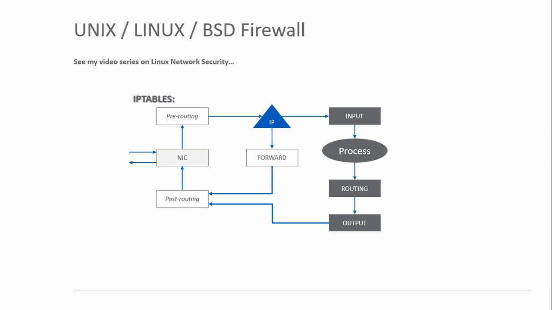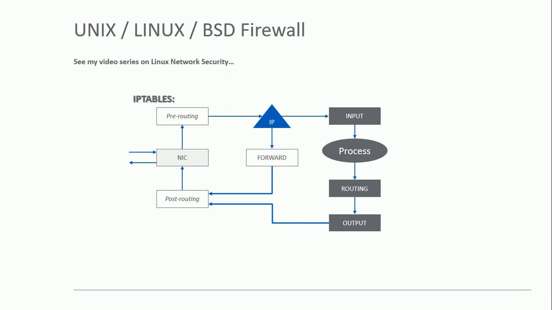So there's the forward chains, the input chain, and the output chain. Those are usually the ones we're concerned with. The forwarding rules are for things that are going through our machine, but we're not actually using them, not actually processing that traffic. Whereas input is stuff going into a process on our machine.